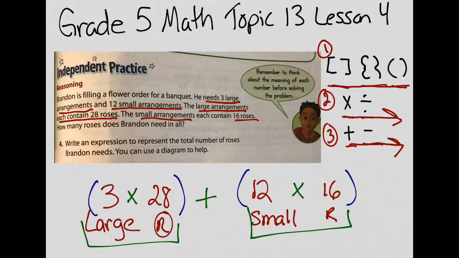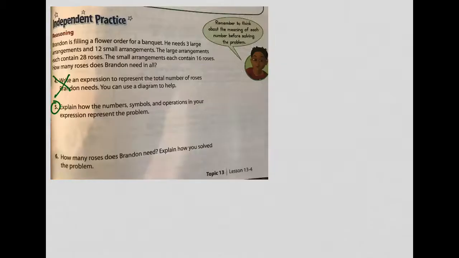I'm not going to solve this expression just yet because 4 is asking me to write an expression, and I'm going to do some math later on. So my final expression is going to be 3 times 28 in parentheses for the large arrangements, plus 12 times 16 in parentheses for the small arrangements.